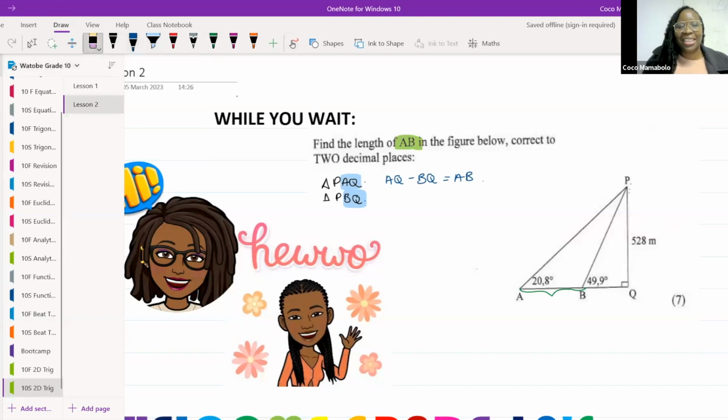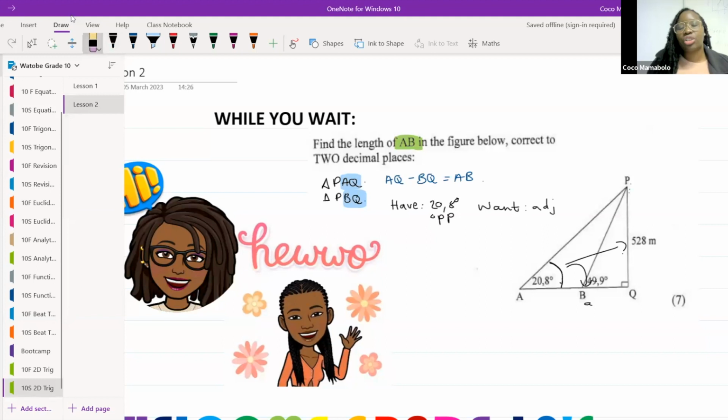All right, let's start the process. Let's first look for AQ. We know that in triangle PAQ, we're going to use this. What do we have? We have our angle, which is 20.8 degrees. And what else do we have? We also have our opposite side, which is 528. What do we want? We want our adjacent side, which is AQ.